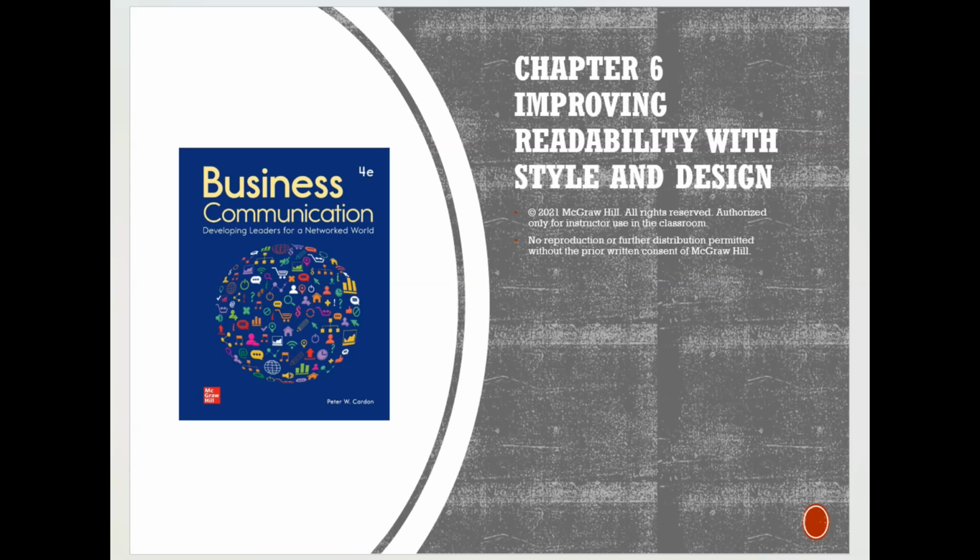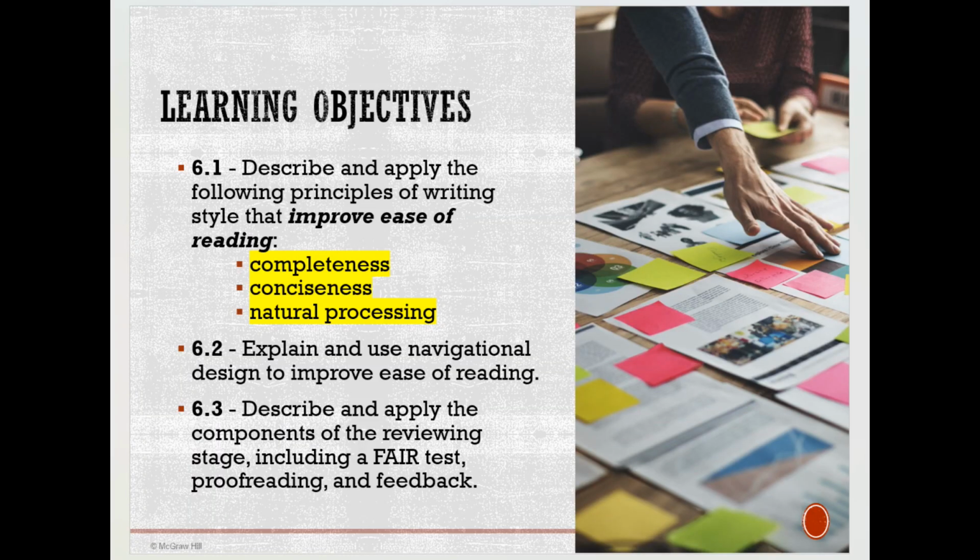Hello class, so we are currently in chapter 6, Improving Readability with Style and Design. In this chapter, our learning objectives include describing and applying the following principles of writing style that improve ease of reading, such as completeness, conciseness, and natural processing. We're also going to explain and use navigational design to improve ease of writing. And finally, we're going to describe and apply the components of the reviewing stage, including a fair test, proofreading, and feedback.